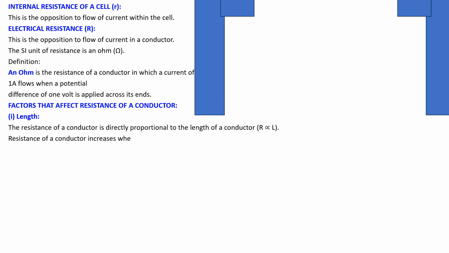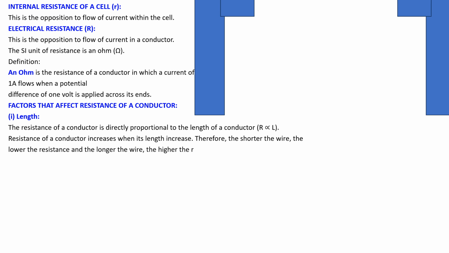Resistance of a conductor increases when its length increases. Therefore, the shorter the wire, the lower the resistance, and the longer the wire, the higher the resistance. Very clear. Roman 2, or part 2: cross-sectional area.